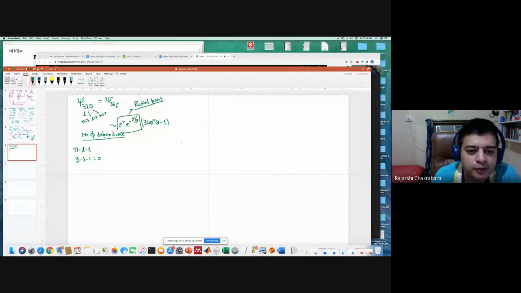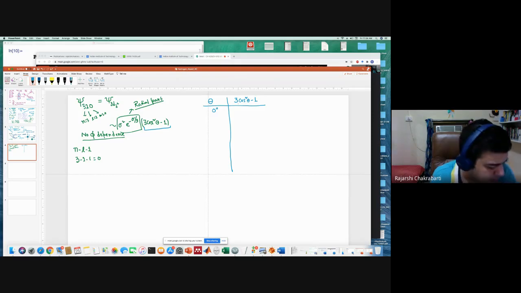Anyway, I want to make another polar plot of this quantity. How many of you have done the polar plot for this quantity? You can do it. What you need to do is make a table of theta and 3 cos square theta minus 1. Let us make that table. Theta 0 degree. What is the value of cos 0? 1. Cos 0 is 1. So 3 minus 1 is 2. At least I know this. This is 2. I'm not going to calculate; I have the table, I'm just going to copy from there.